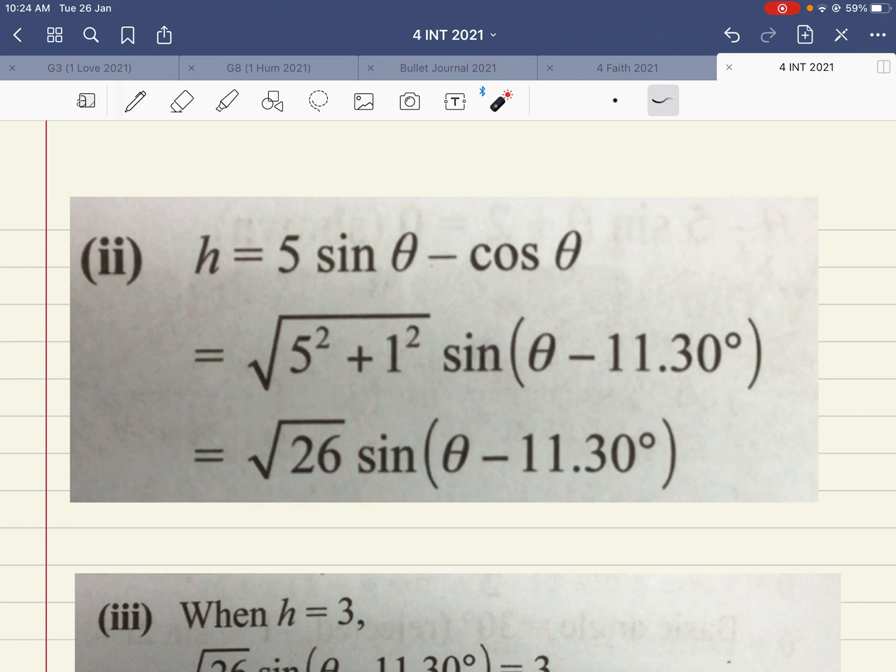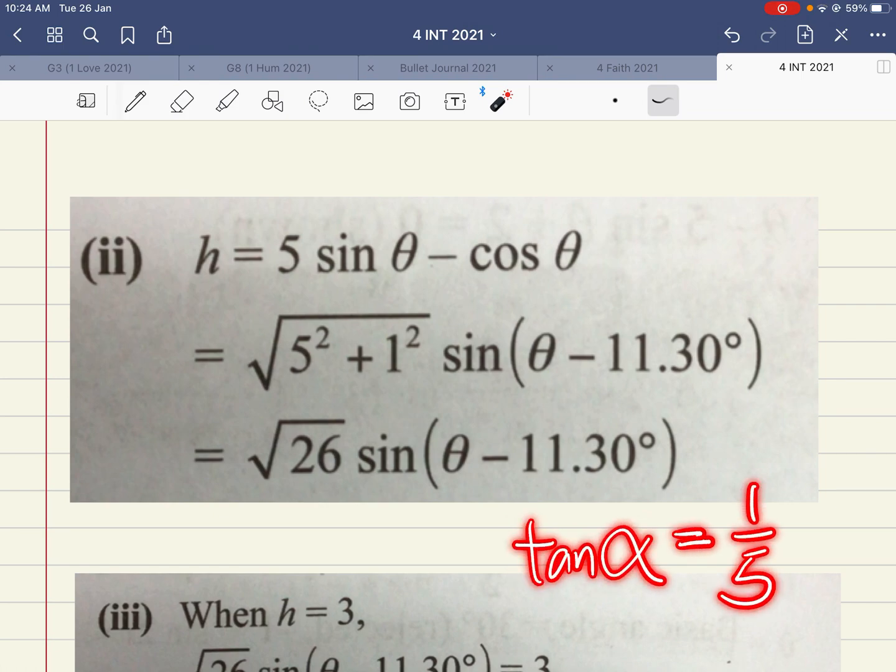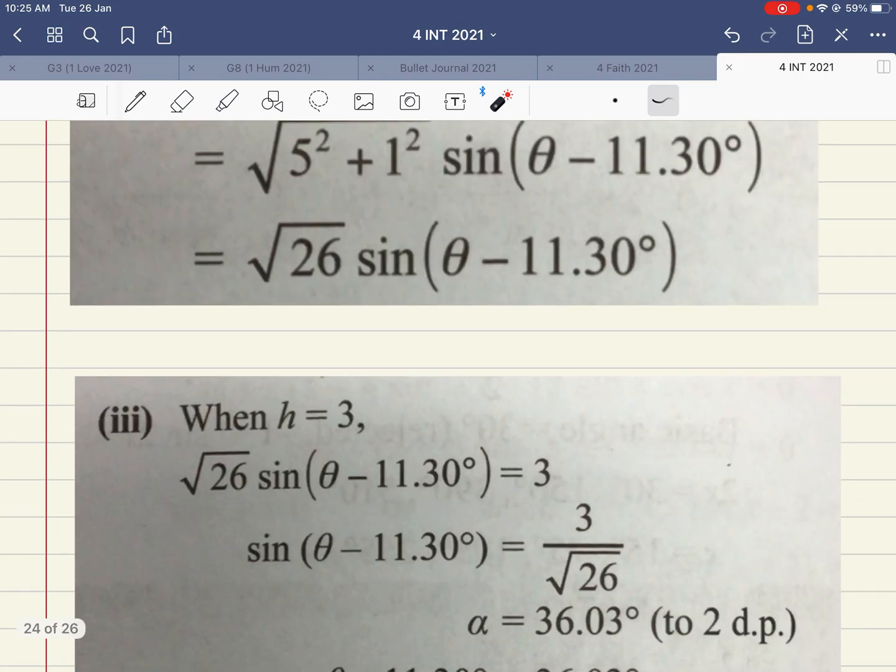It's the most exact. Now 11.30, how do we get 11.30? I just took tangent alpha equals 1 over 5. The 1 comes from here, the 5 comes from here. You inverse tangent, you get 11.30.